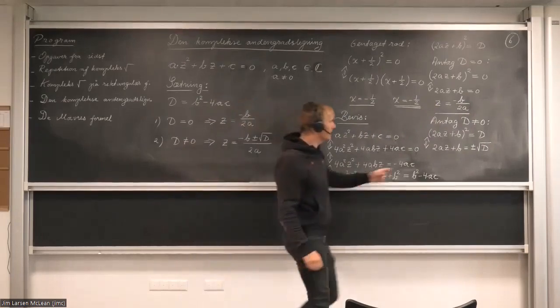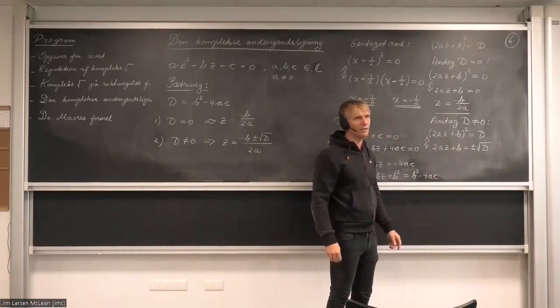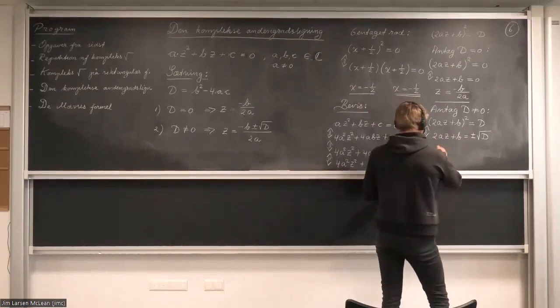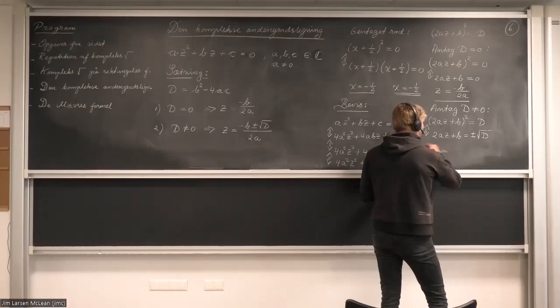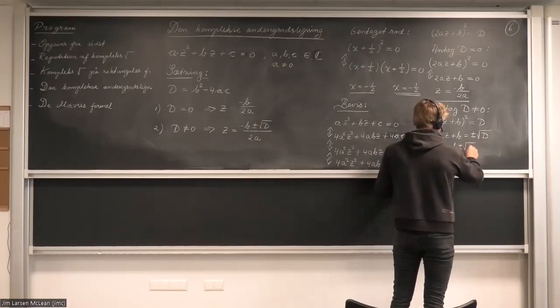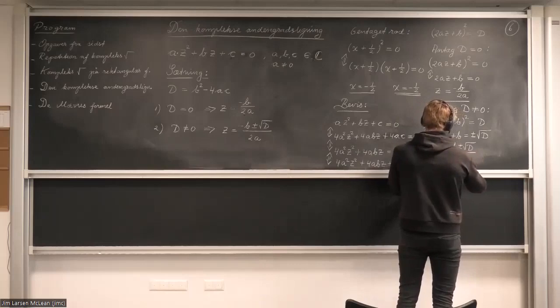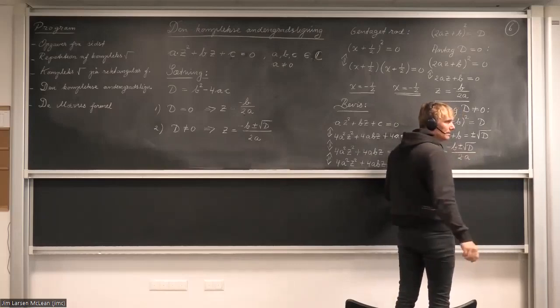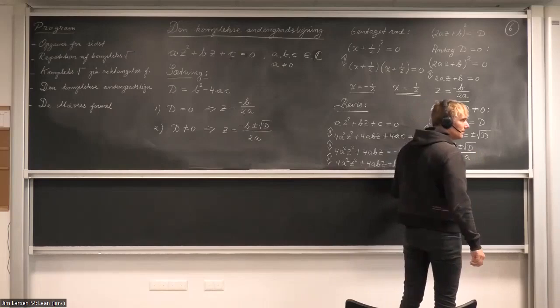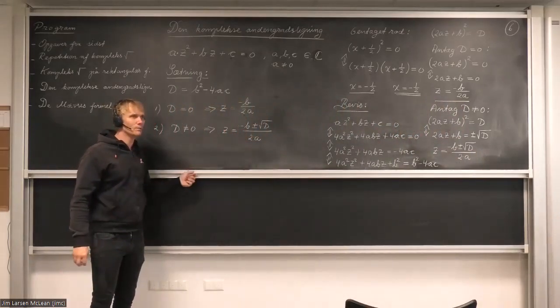If I want to find z, then I just have to subtract b from both sides and divide by 2a, and then I'm done. So the complex solutions to a complex equation become negative b, plus or minus the complex square root of the complex number d, divided by 2 times the complex number a. And with that we've proven it. Is that what you do when the discriminant isn't 0?